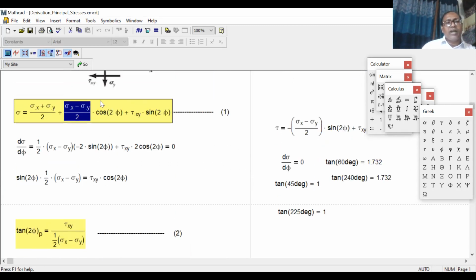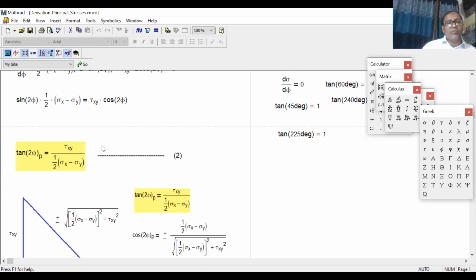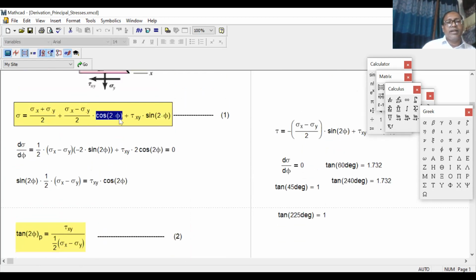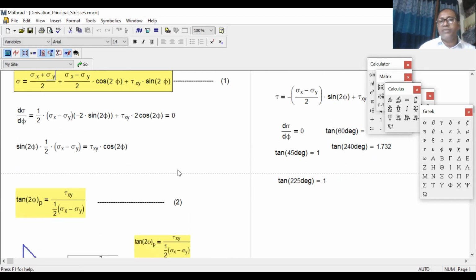In the equation, I have cos 2 phi p, and right over here sin 2 phi. I know the tan value right over here. From this tan value, I need to figure out the value of cos 2 phi, and I need to figure out sin 2 phi. Their values, if I put in the mother equation 1, then I can figure out sigma 1, sigma 2. So let's do it. Just use a trick.